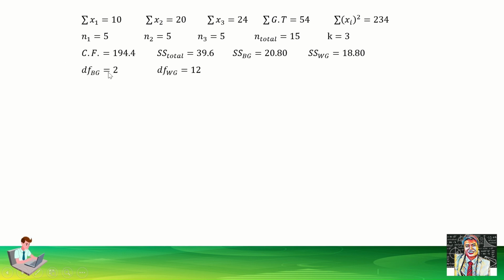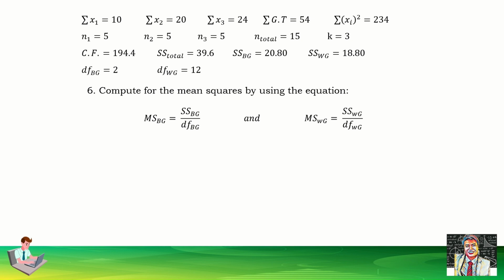Step 6. Compute the mean squares. Mean squares between groups, or MSBG, is SSBG divided by the degrees of freedom between groups. So 20.8 divided by 2 equals 10.4. Mean squares within groups, or MSWG, is SSWG divided by the degrees of freedom within groups. So 18.8 divided by 12 equals 1.57.